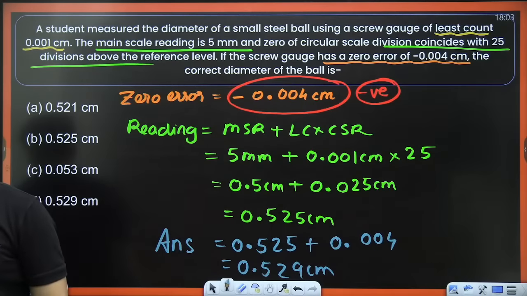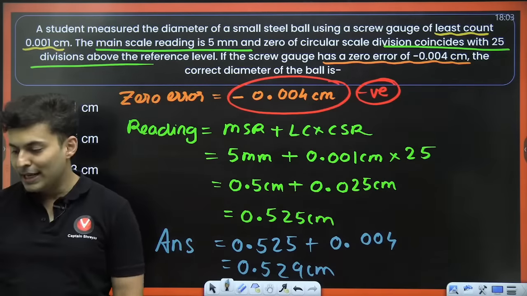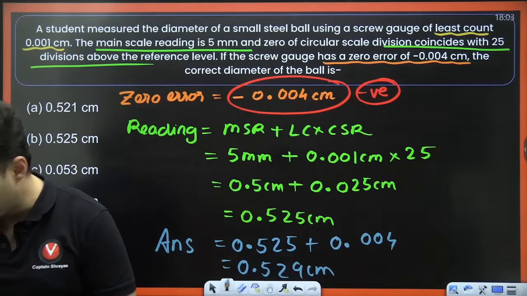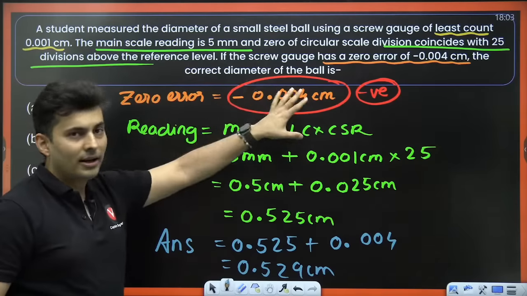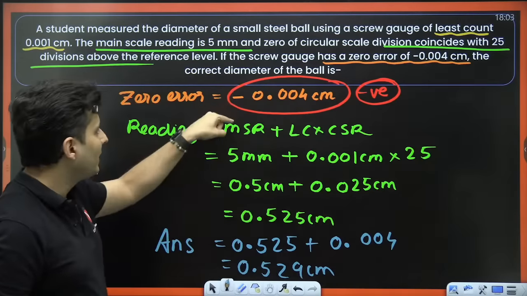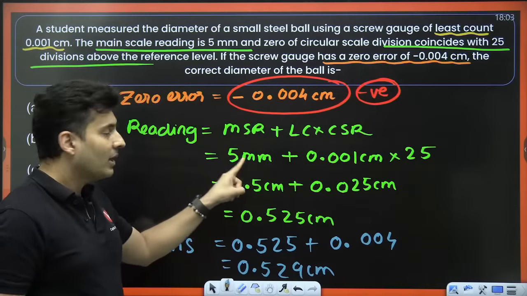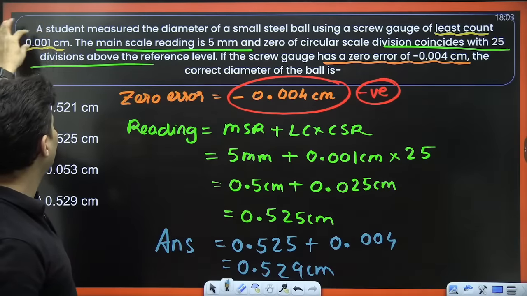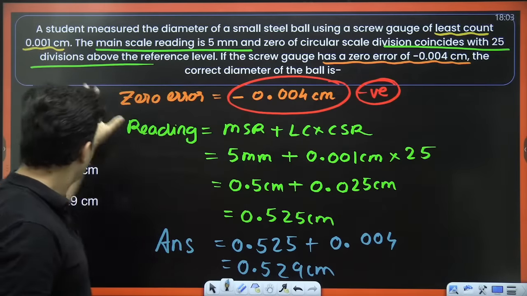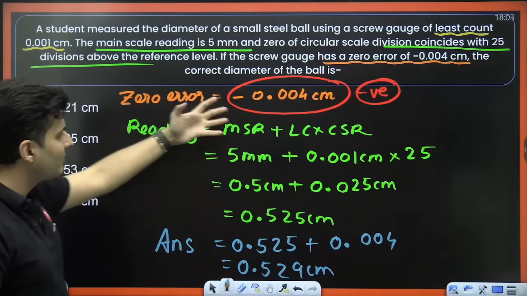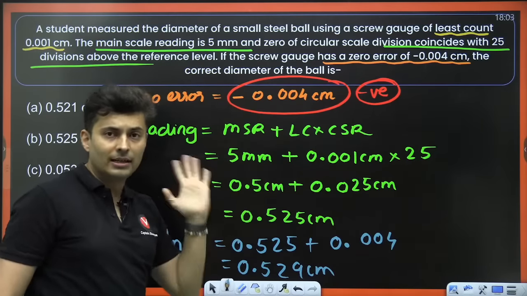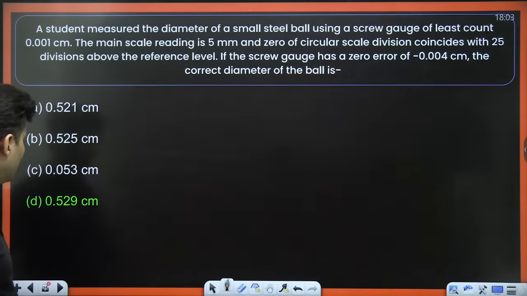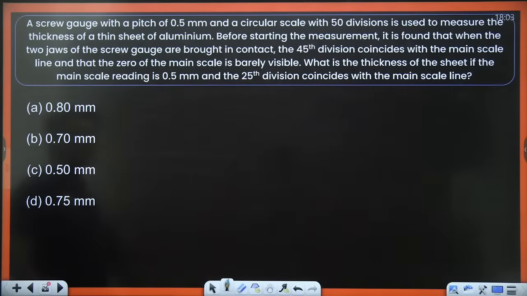Everyone? Very nice. Many of you have written down D as the correct answer. Very good. So zero error was negative. That's why we added. If this was plus, I would have subtracted. Okay. The catch was some things were in millimeters, some were in centimeters. The moment I saw least count is in centimeters, I realized that since options are also in centimeters, we have to keep everything in centimeters, not in any other units. Let's go to the next one.